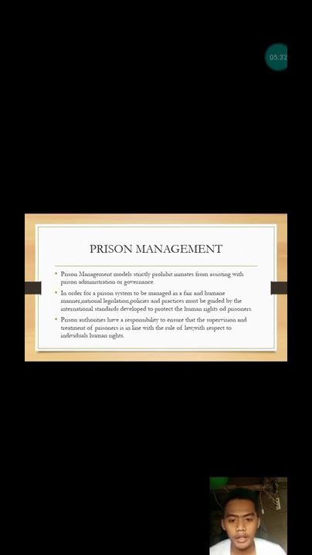Prison authorities have a responsibility to ensure that the supervision and treatment of prisoners is in line with the rule of law with respect to individuals' human rights. So the authorities have the responsibility to ensure that the prisoners are treated in line with the law, and also that they respect the individual's human rights.